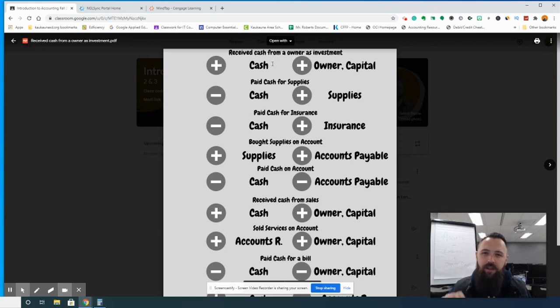We look at that and we say, what are the clues? What are the accounts that we need to pull out? And it's cash and it's owner's capital. And we know that when we look at each transaction, we look at it from the business's perspective. So the business received cash from an owner as an investment. So the business received cash. If a business receives cash, that goes up. Cash is an asset, so cash or the asset will increase.